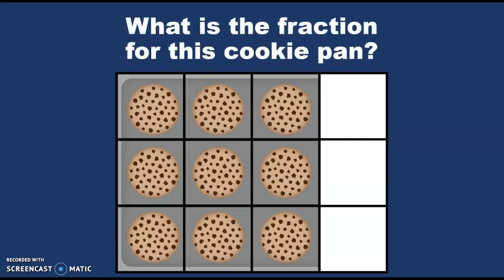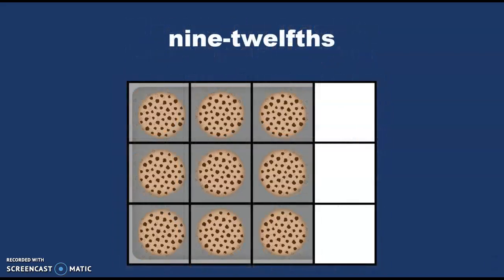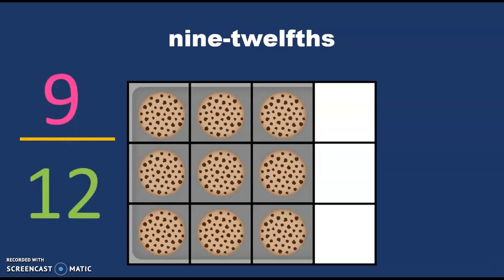What is the fraction for this cookie pan? 9/12. There are 12 pieces, 9 of them are filled. So there are 9 out of 12 sections filled with cookies, 9/12.